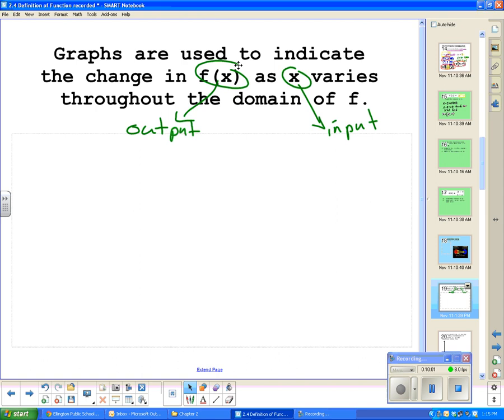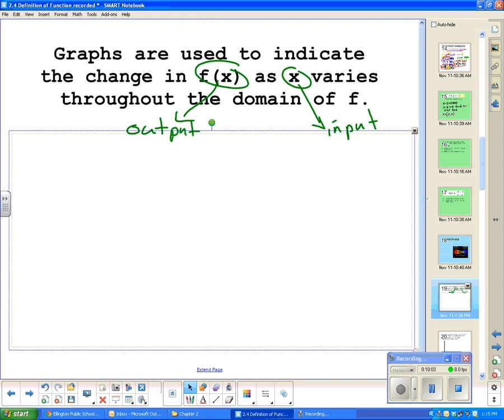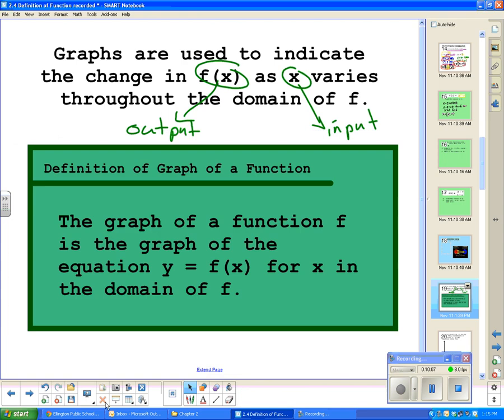And so we kind of get a jump on it while we're working on it throughout this year to prepare us for it. Now, just a little bit of a definition here. The graph of a function f is the graph of the equation y equals f of x for x in the domain of f. And all this really says is that the y coordinates on the graph are the same thing as the outputs of the function f.